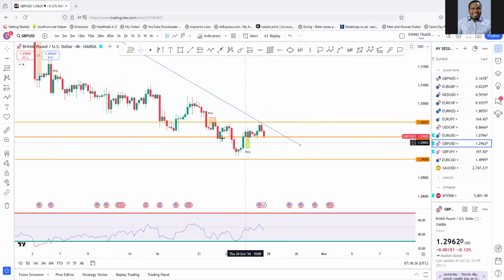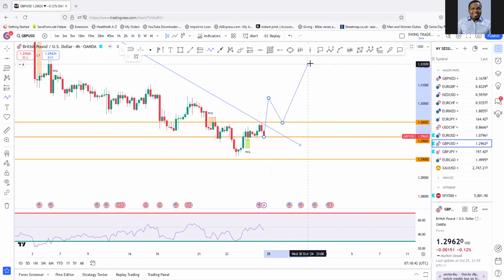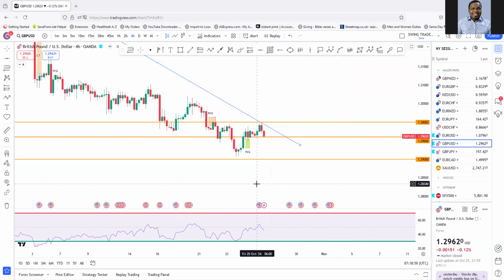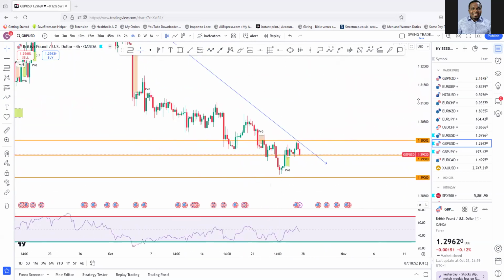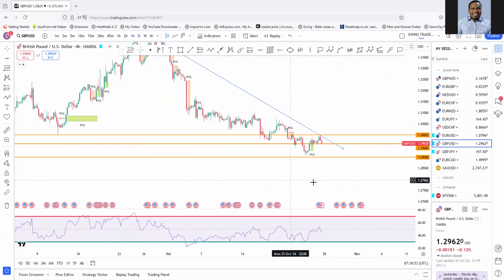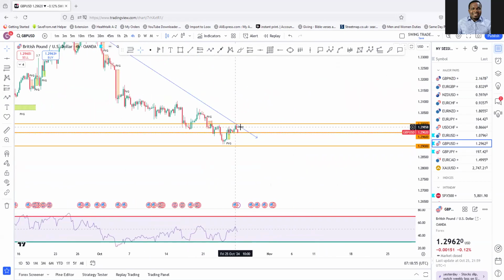This is why I say we should mark the zones. First, if price breaks above this high, then we're going to be buying. If price trades above the 130 psychological level, we should be looking for an upward trend and for buys. So just mark this zone as I am doing now. Mark it on your chart. We're expecting price to trade below this area.